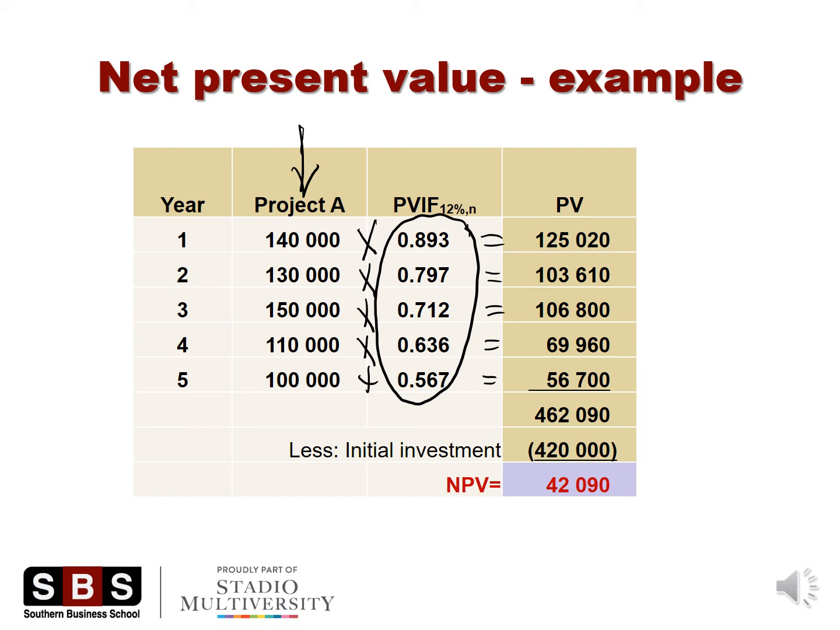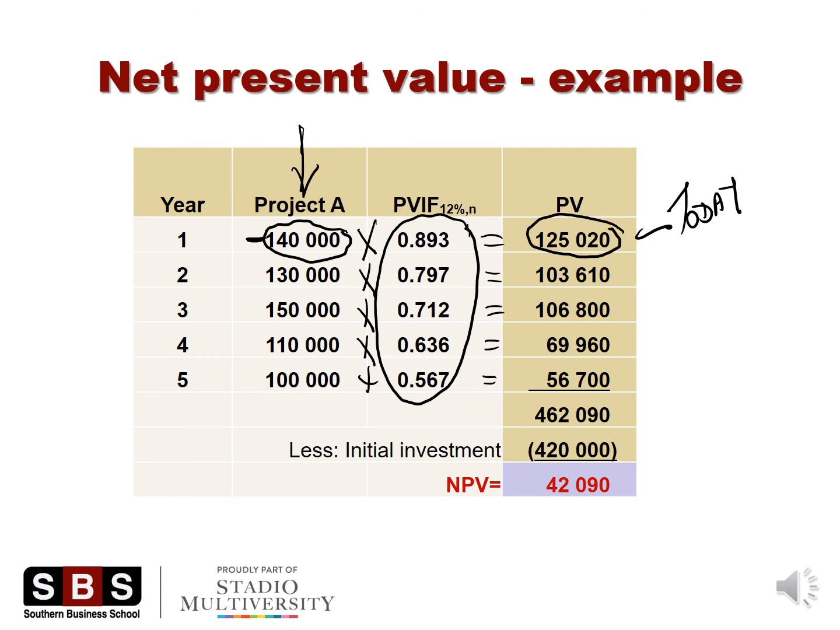So what it tells us here, how do you interpret this? It tells us that 140,000 Rand 1 year from today, discounted at 12%, is equal to 125,020 Rand today. That is 1 year from today. This is today. So you can see that the future value is more than the present value. And that's the case in all of these scenarios.